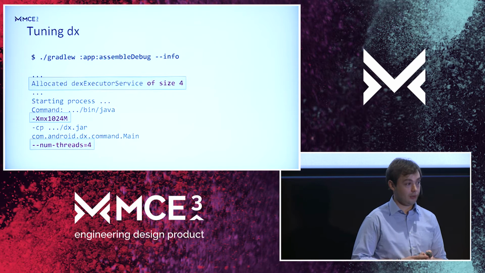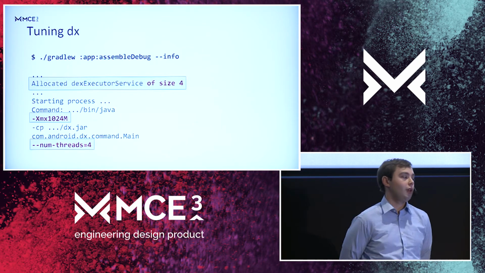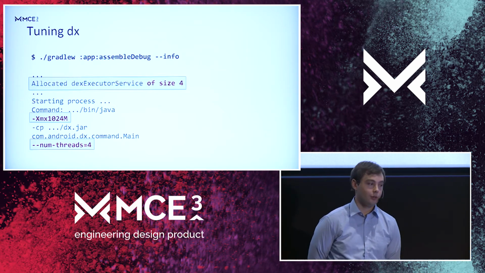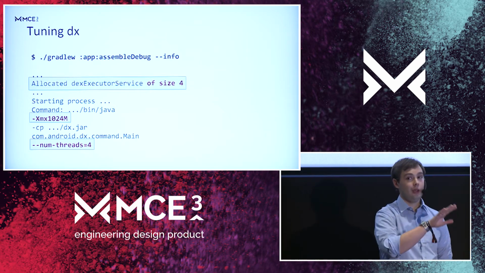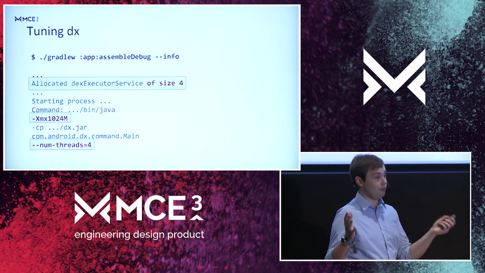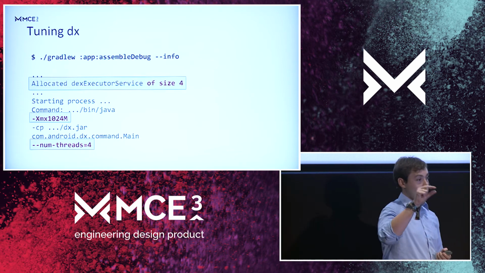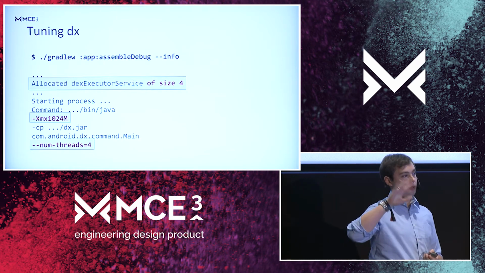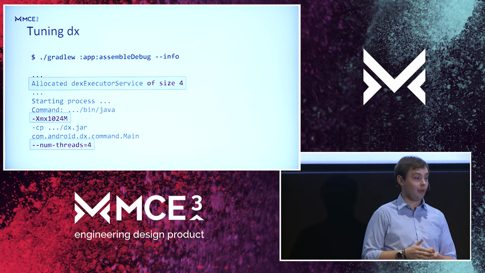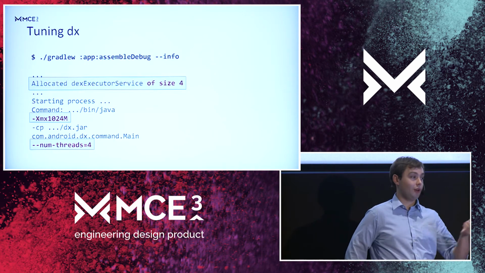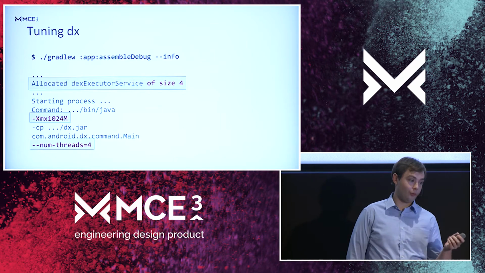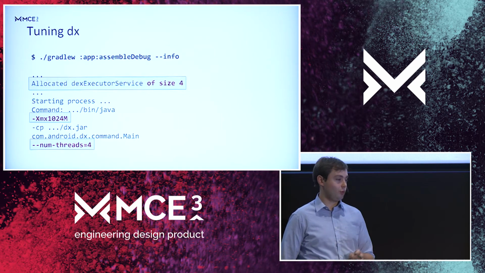And for DX, the way you would look into how DX is used is you would run your build with the --info flag, either from the command line or in Studio, where you can go to a settings pane that allows you to set custom flags for invoking Gradle. Then you would see quite a lot of output. But among other things, you will also see a line like "allocated DEX executor service of size 4." That basically means that we'll use up to 4 DEX processes at the same time. Also, when one starts, you would see the Java arguments it's getting, and also the application-level arguments like num threads. So that's another value that should be of interest to you.